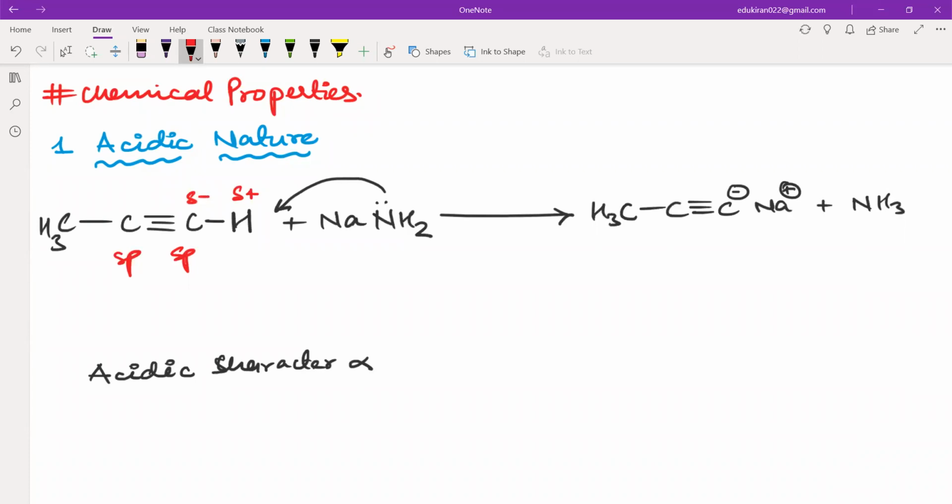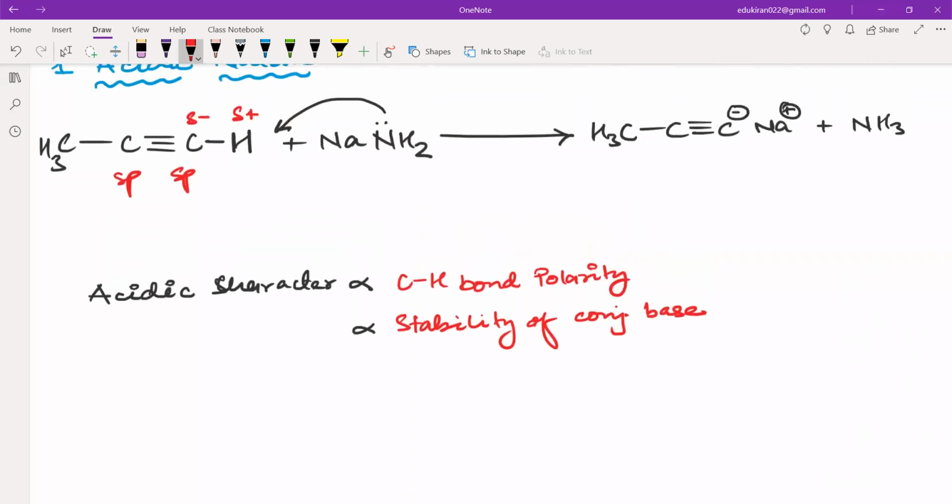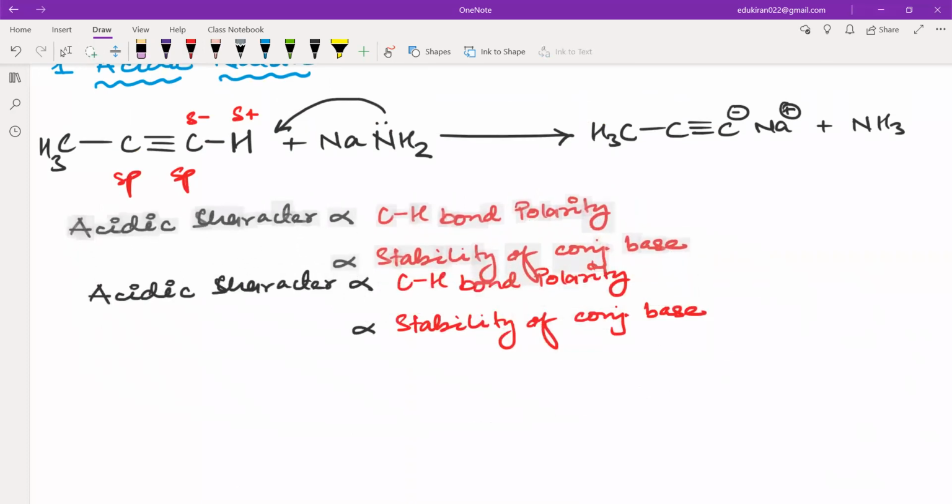Now, if the polarity of the CH bond is such that the hydrogen has a very high positive charge, it will be easier for it to liberate and get converted into H positive, and the C can easily get converted into C negative. That means acidic character is directly dependent on the CH bond polarity. If it is more polar, the hydrogen can easily depart from the carbon atom. Also, it is directly proportional to the stability of the conjugate base. If this conjugate base is stable, it can easily exist as the CH3C, C negative part. And in this case, we can see both of the factors favoring the acidic character of alkynes. Why?